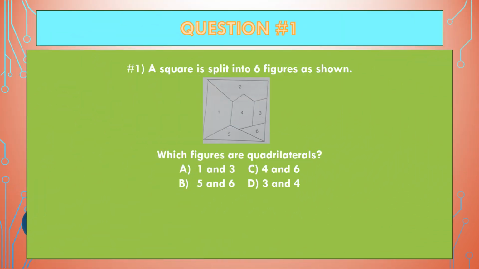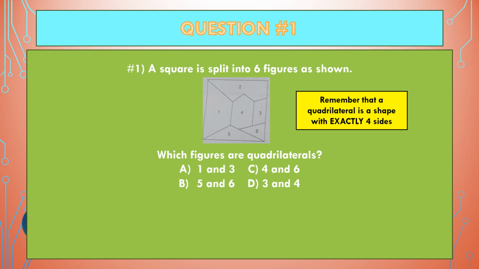Okay, let's go ahead and model this problem. It says a square is split into 6 figures as shown. Which figures are quadrilaterals? Now remember, quadrilaterals are shapes with exactly 4 sides. Exactly 4 sides. So let's start with letter A. Letter A says figures 1 and 3 are quadrilaterals. So let's count the sides on figure 1 first.